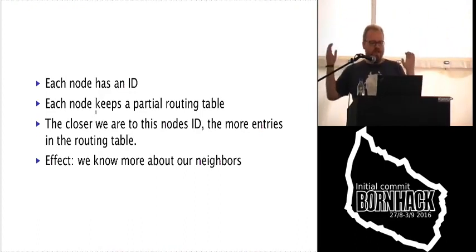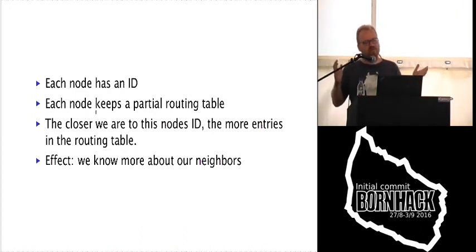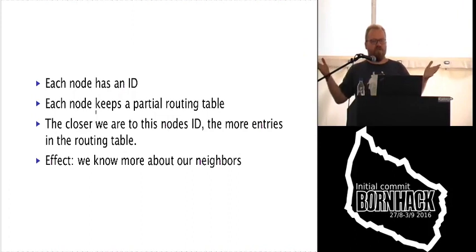And the idea is that each node couldn't keep a complete routing table because the complete routing table is in the millions of nodes, right? So because it's in the millions of nodes, you could not keep the complete table. So you keep a partial table on each node.